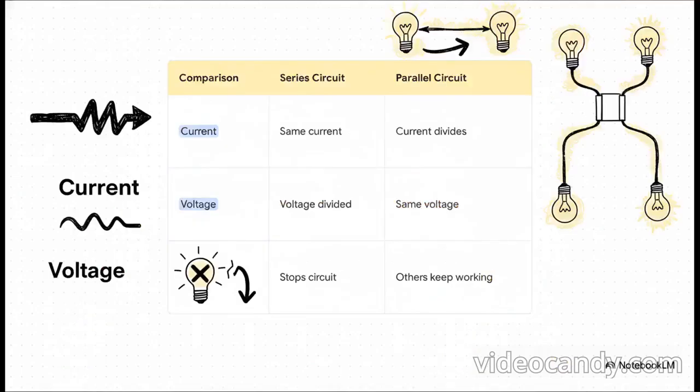This is more like a multi-lane highway. The current gets to split up, and different parts of it can flow through each lane at the same time. So it's really all about one path versus many paths. And that one path versus many paths difference has some really big consequences, which this table breaks down perfectly.